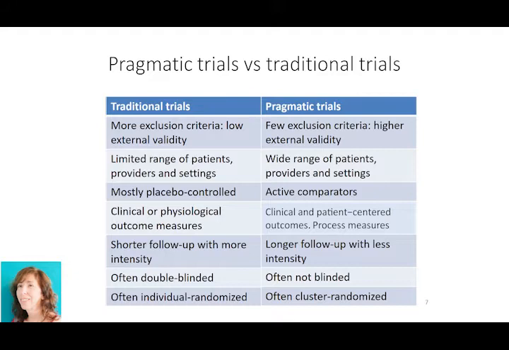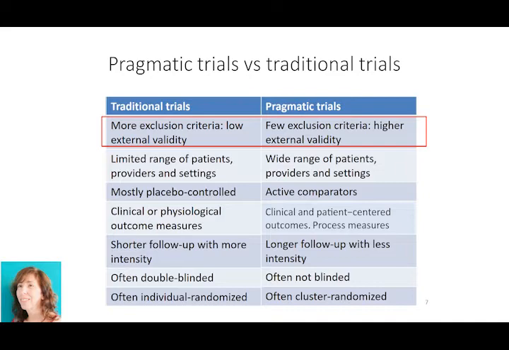And here we can see some other important differences between traditional and pragmatic trials as well. For example, in terms of eligibility of the population, traditional explanatory trials usually have more exclusion criteria, which contribute to the internal validity of the study but limit its external validity. On the other hand, pragmatic trials usually have few exclusion criteria, and because of that, higher external validity and generalizability of the results.